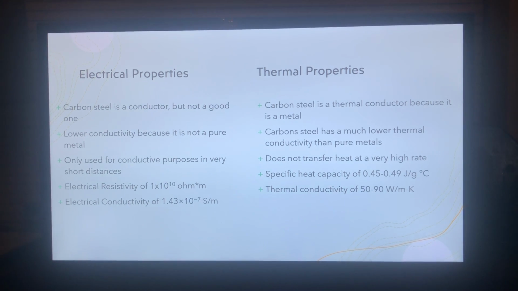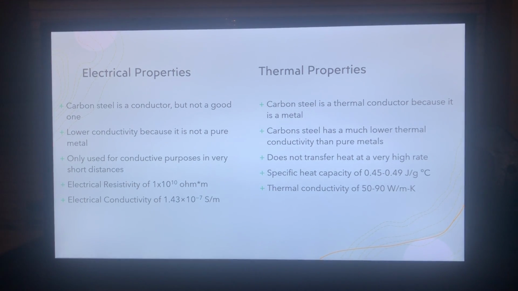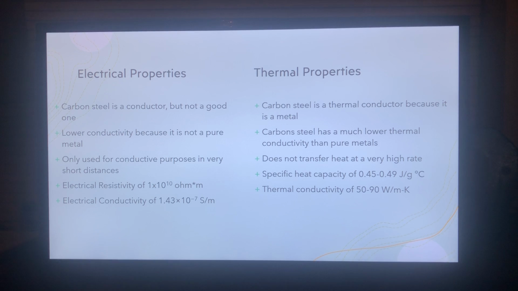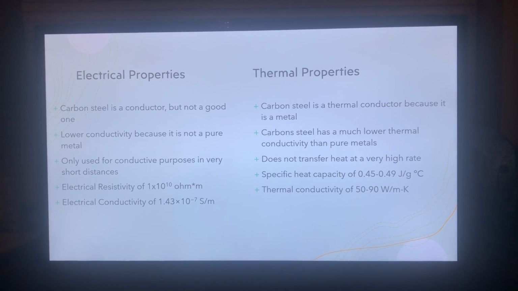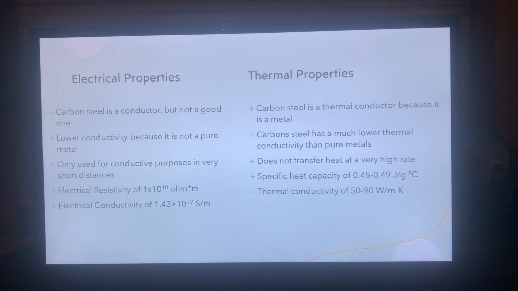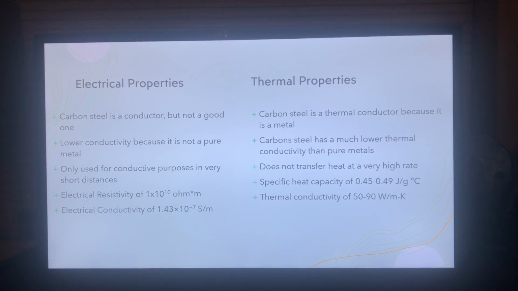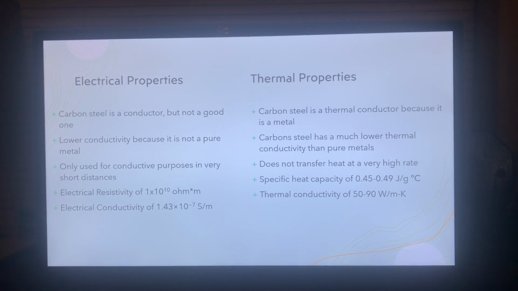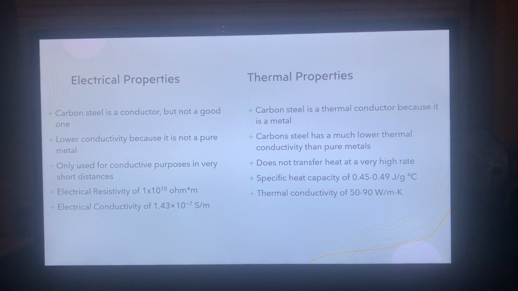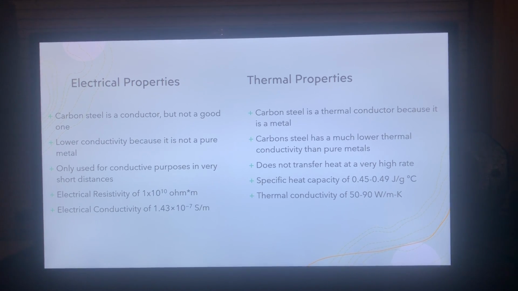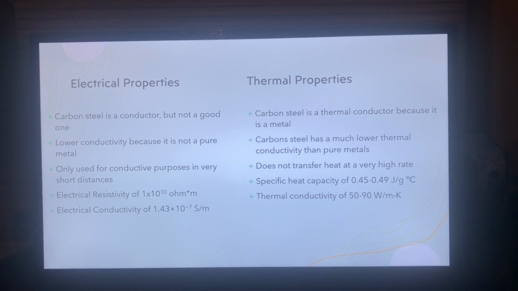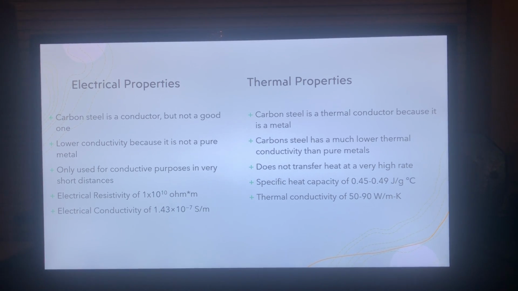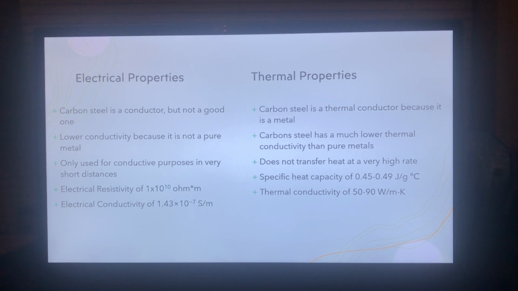Since it's a metal, carbon steel does conduct heat and electricity, but not very well because of the amount of carbon that's mixed in. So it's not a very good conductor, and it has a lower conductivity compared to pure metals, but a higher one compared to alloys. It can be used to conduct electricity, but only in very short distances.